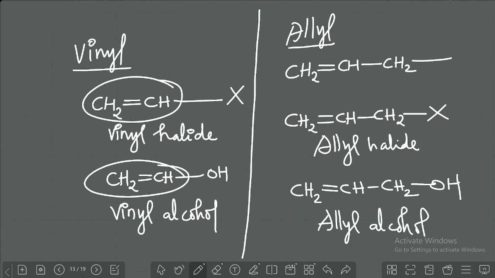In that vinyl, when you add halide, it's called vinyl halide. When you introduce alcohol, vinyl alcohol. When you extend that vinyl to one more carbon with a 3 carbon atom, then it will be called as allyl. So allyl halide, allyl alcohol.